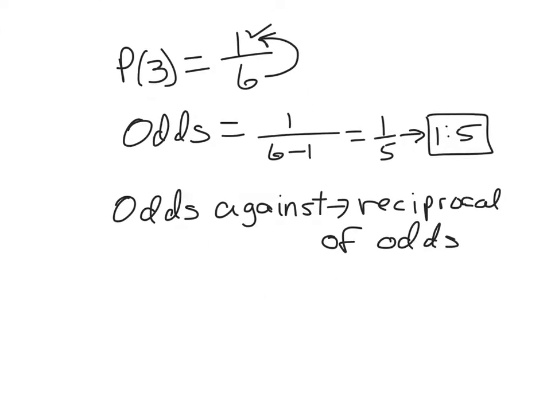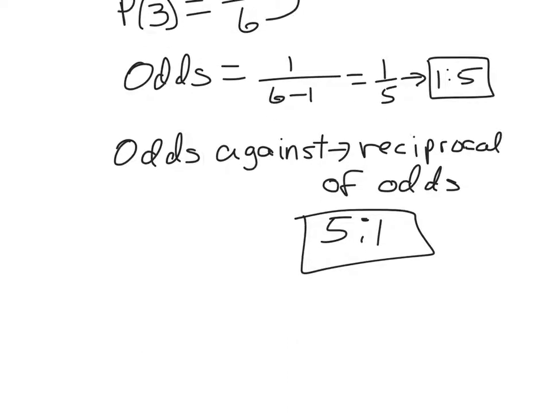So the odds against rolling a 3 would be 5 to 1. Now don't quote me on this, but I think when you look at betting lines, they're expressed as odds against, not odds in favor, even though they just say the odds are. So let's practice that a few more times.